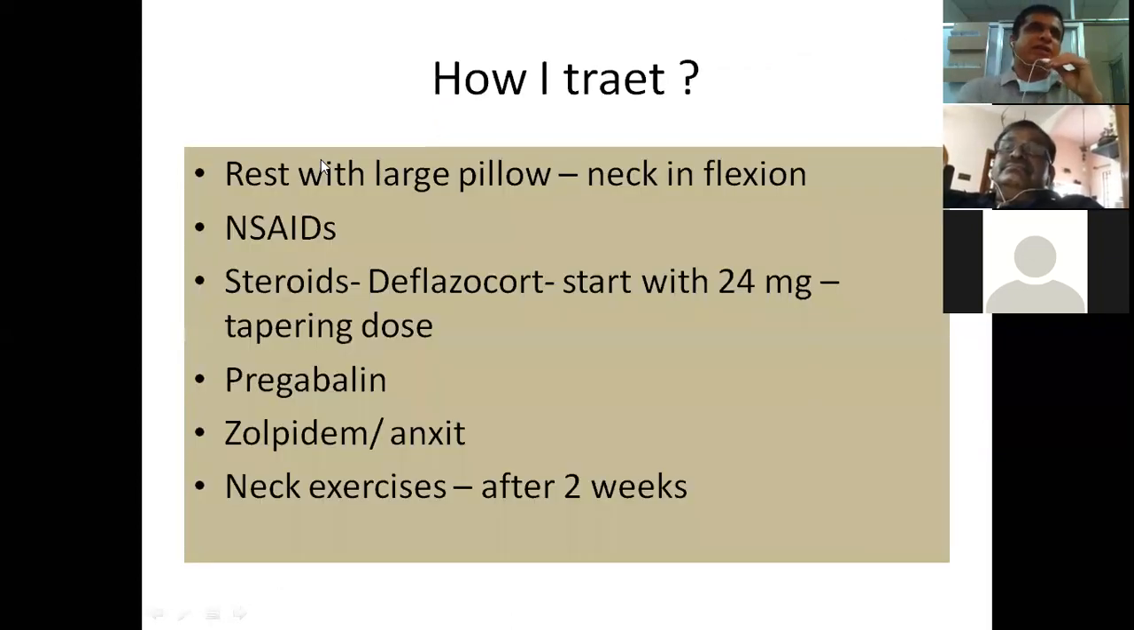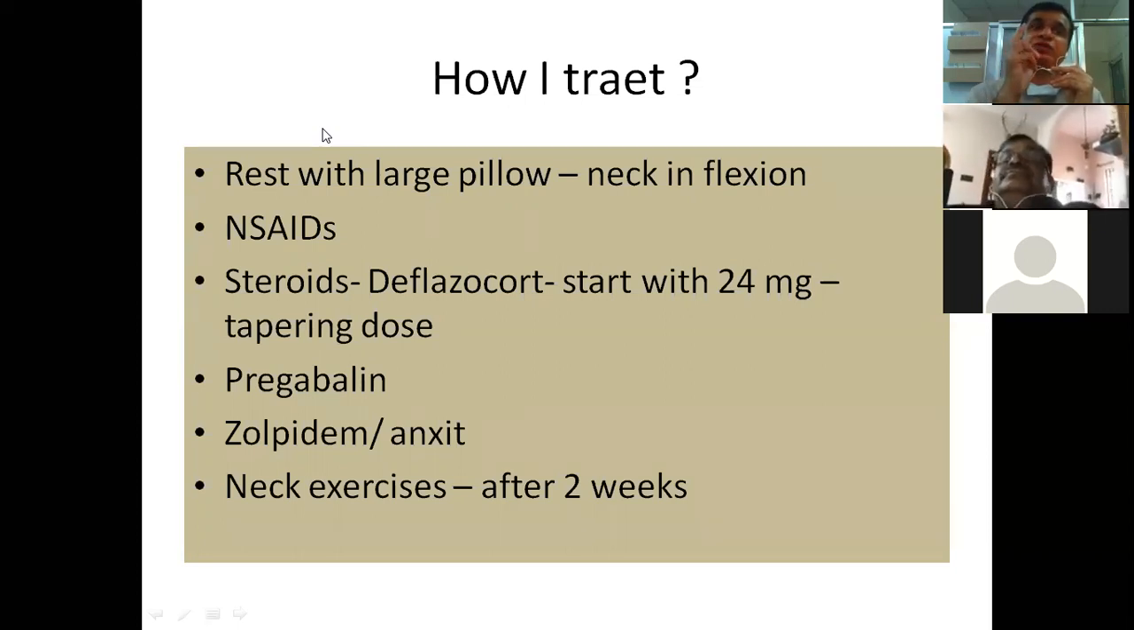I always ask the patient for complete rest. I ask the patients to take complete bed rest with a larger pillow, or a pillow sufficient enough to keep the neck in flexion. The myth is that whenever a patient has neck pain, they should sleep without a pillow. Without a pillow, the neck pain or the radicular pain might aggravate. So always ask the patient to use a pillow sufficient enough to prevent extension of the neck.